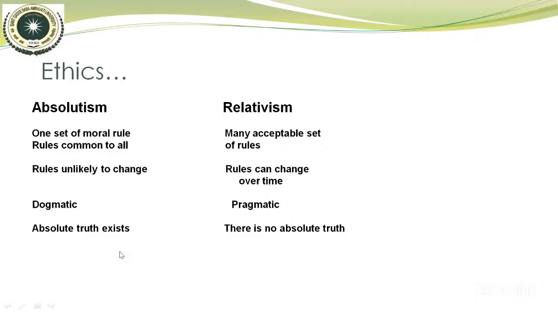So if you want to understand this ethical behavior in a little bit greater detail, we need to understand two theories. One is what they call the theory of absolutism, and the other is what they call the theory of relativism. Now we'll try to explore this in a little bit more detail. What absolutism talks about: one set of rules, common to all, right?